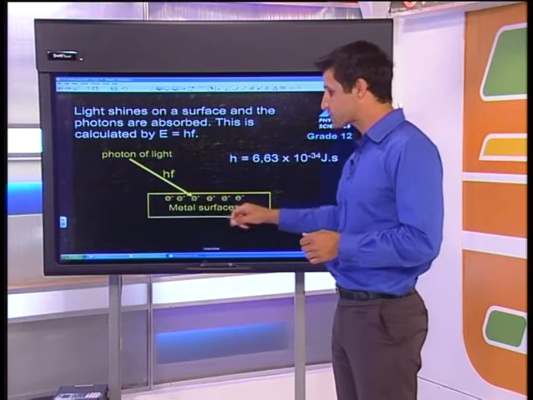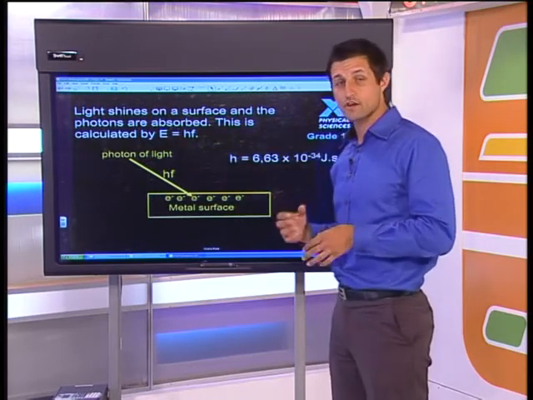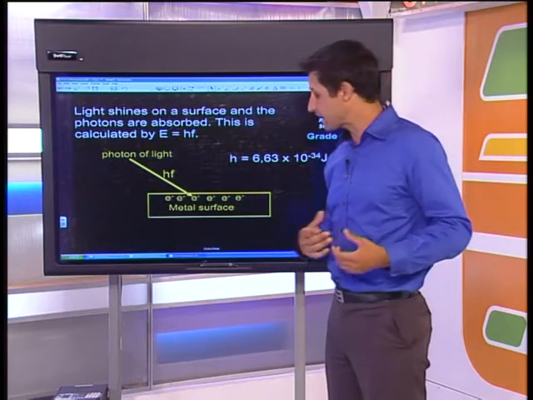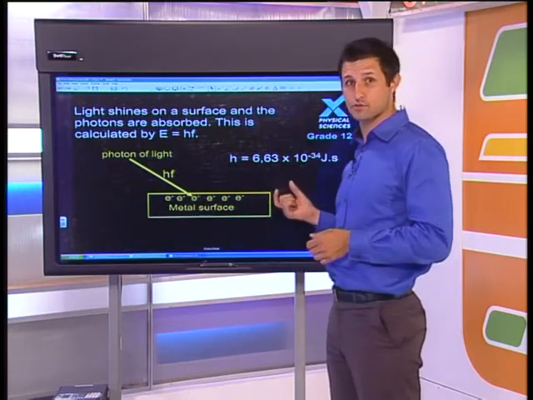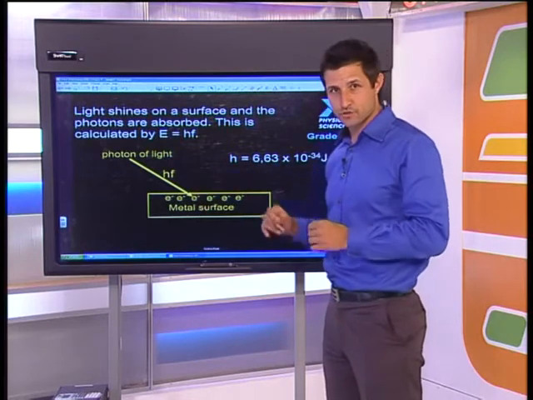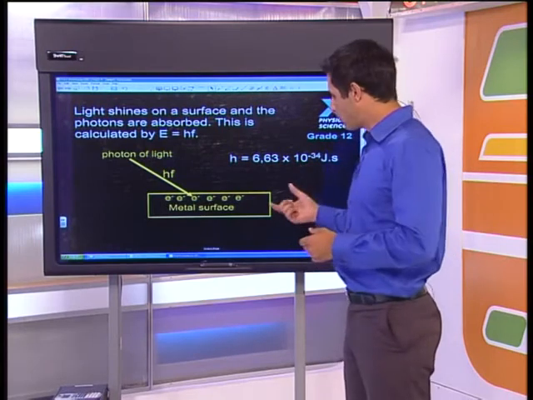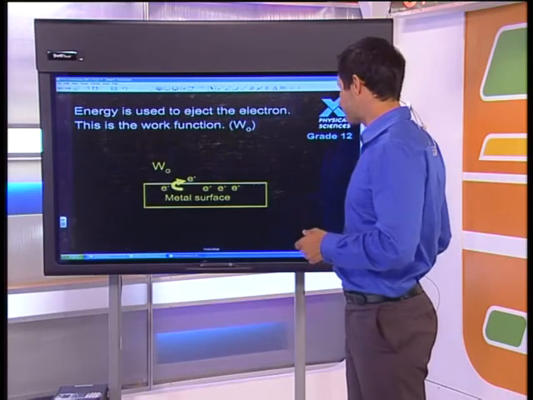Now we've got our electrons down at the bottom here. Remember, we're talking about the photoelectric effect. Photo, reference to light, and electric, we're talking about electrons which are moving. So what we're going to do is we're going to see how electrons come off the surface and where do they go once they've left the surface. Well, let's take a look at the next part.